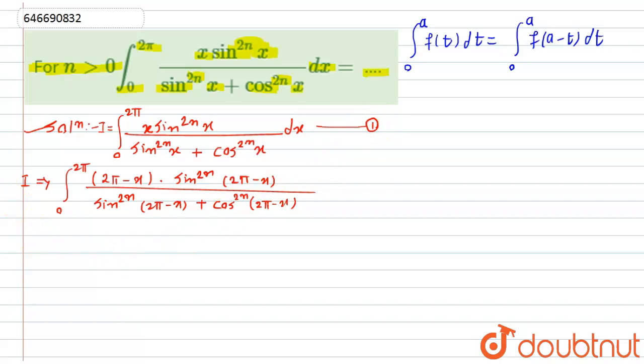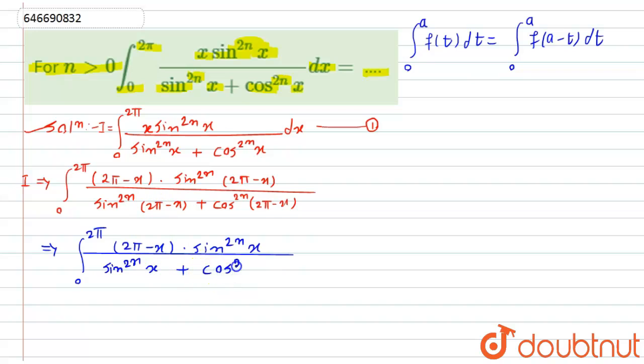Now as we know that 2π plus any angle gives the same value, it will become the integral from 0 to 2π of (2π minus x) into sin^(2n)x divided by sin^(2n)x plus cos^(2n)x, because there will be no effect of this 2π. Similarly for the function cos^(2n)x. Let's suppose this as equation number 2.